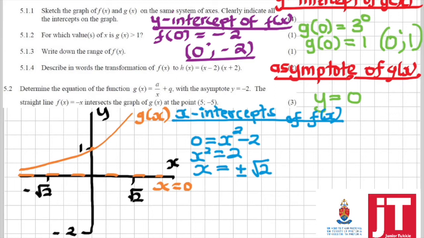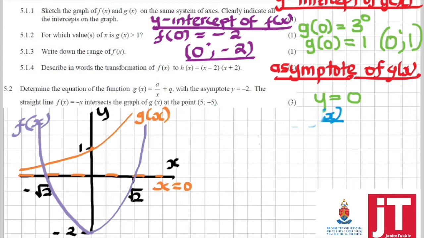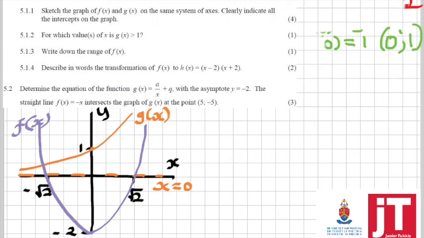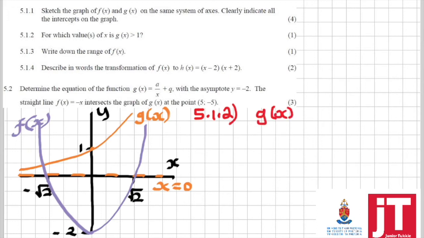We move on to sketching the parabola, which is concave up because our value of a is positive. So it will be smiley, and this is the graph that we get. That's your f. Remember to label the graphs. If you've been asked to do it on the same set of axes, remember to label the graphs. We move on to 5.1.2.